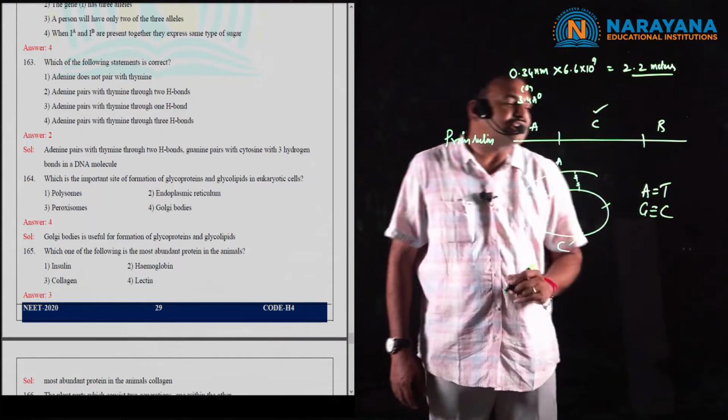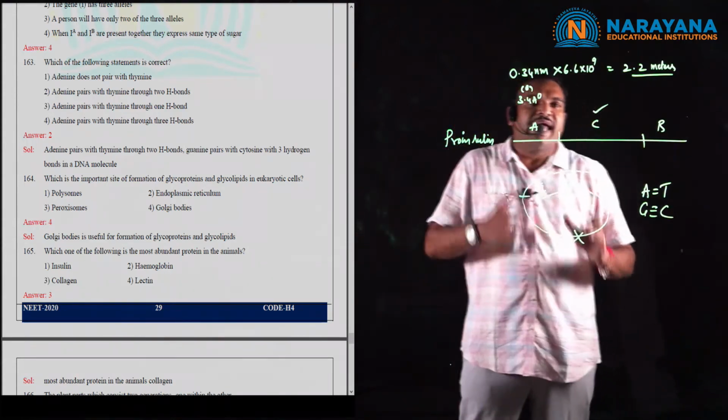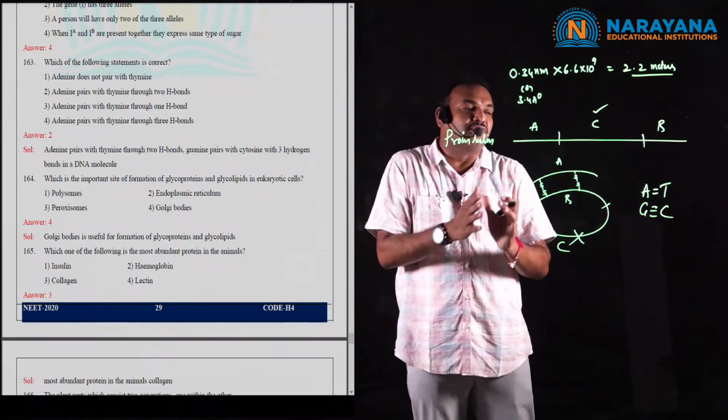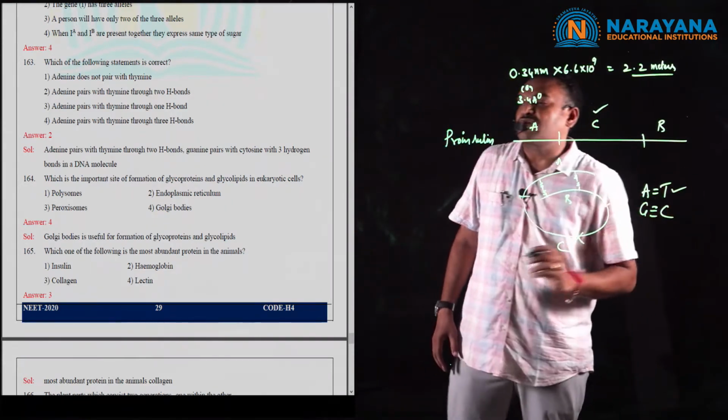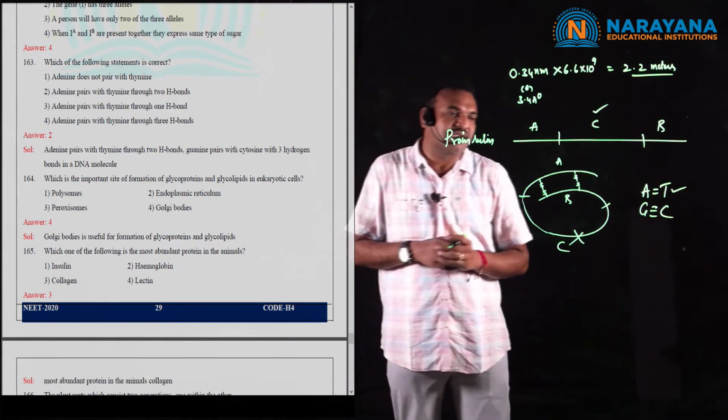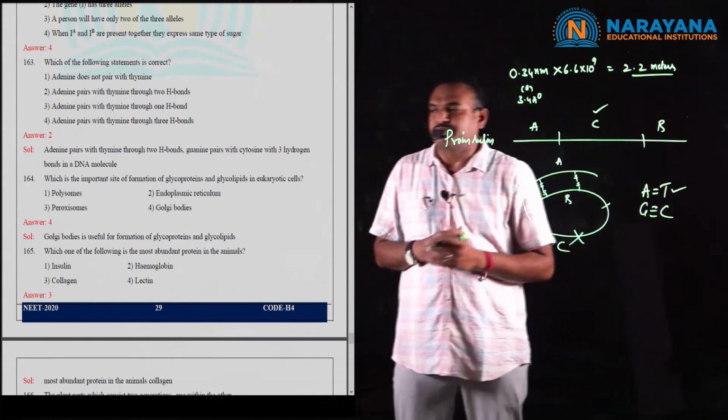Guanine pairs with cytosine with 3 hydrogen bonds, according to Chargaff's chemical analysis or base pair rule. So the right option for question number 163 is the second option.